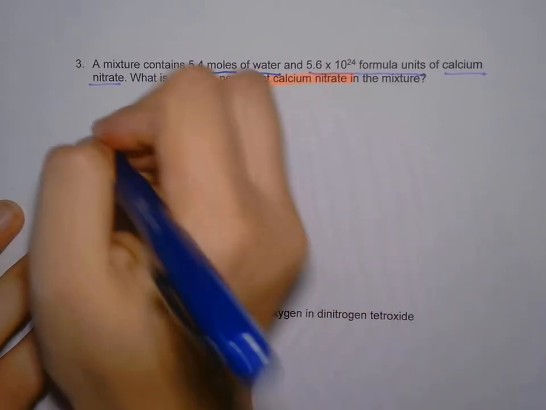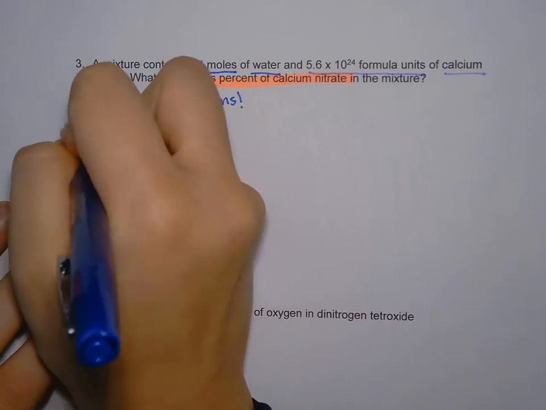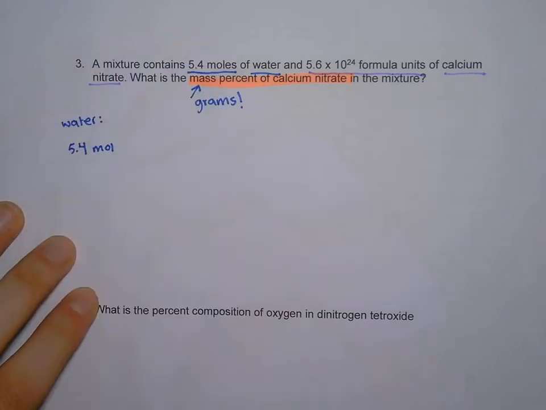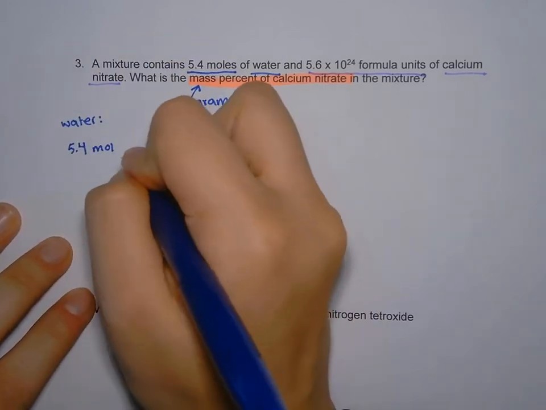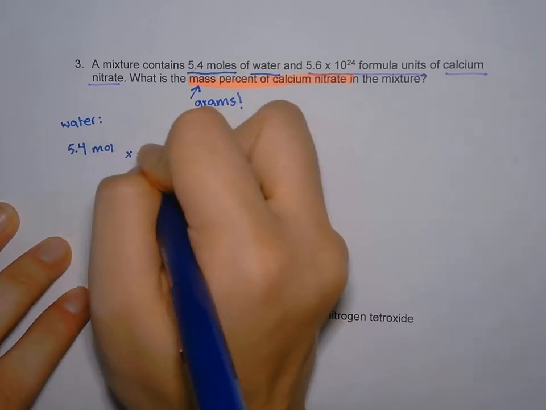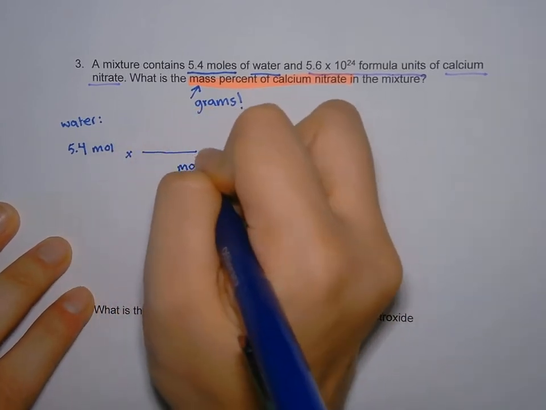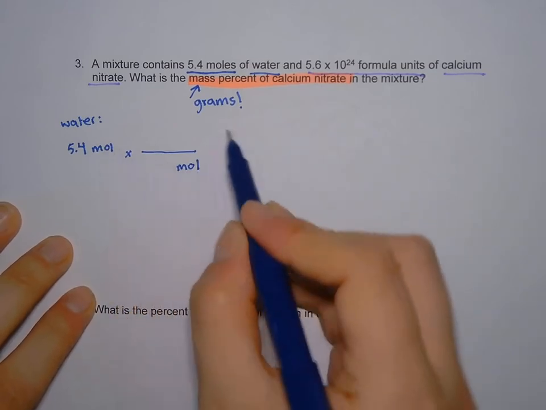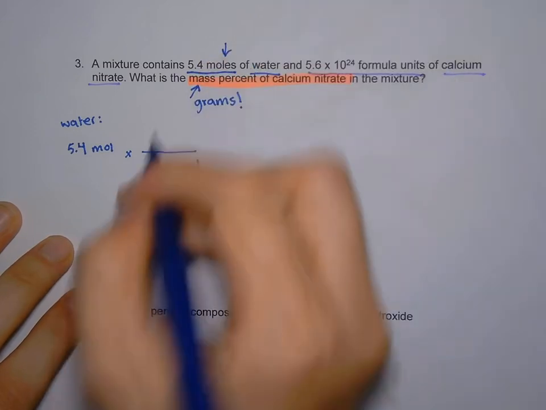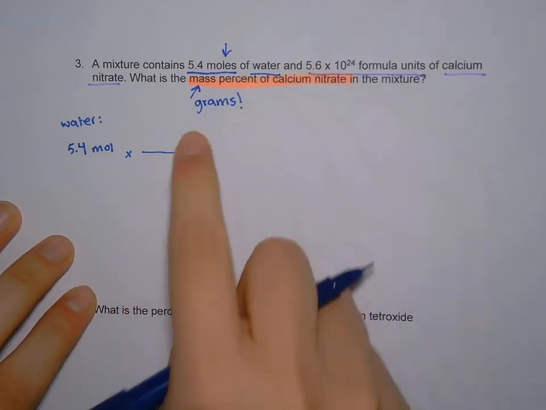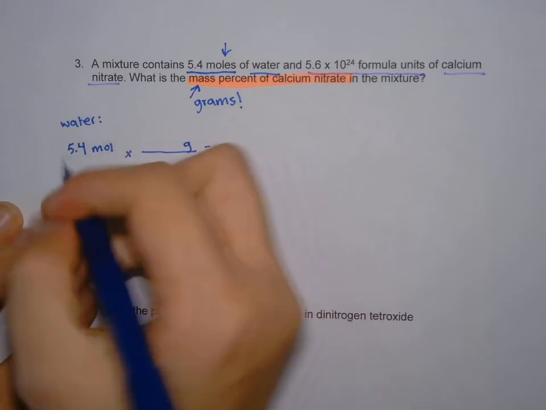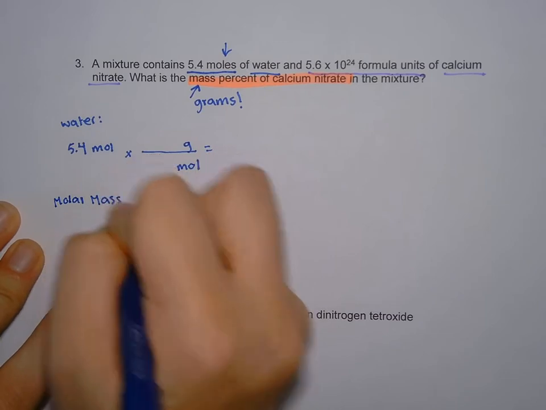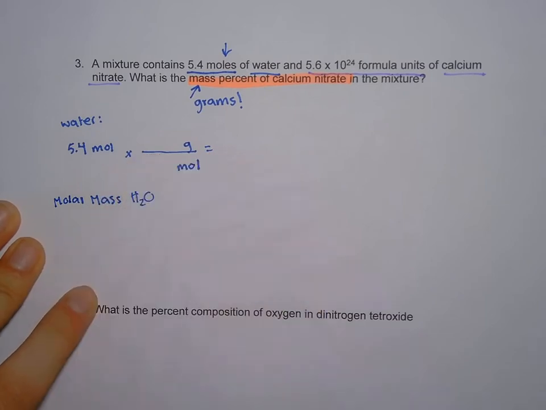So if I start with 5.4 moles of water, I'm working on my water right now. I need to get rid of moles, so I'm going to have moles at the bottom. And I know that I can go immediately from this and make it into grams if I put grams on top. Grams per mole is the molar mass. That means that I have to find the molar mass of H2O, of water.